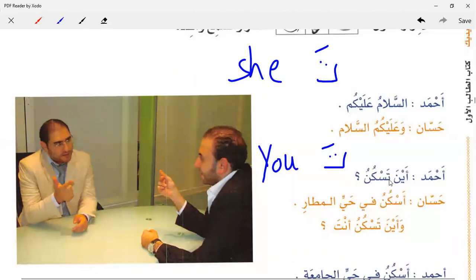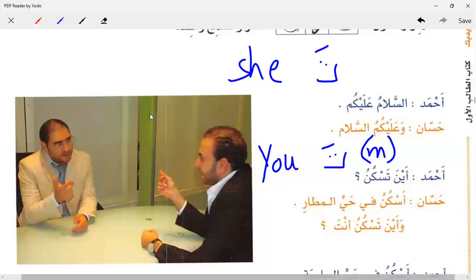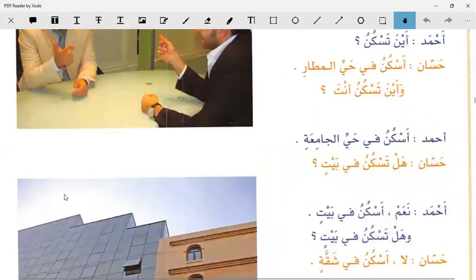So in this question, ta means you. Aina taskunu, where do you live? But this ta is for masculine words only. So whenever you want to ask a male, you can use ta, second person male, you. Aina taskunu, where do you live? Askunu fi hayyil matar, I live in airport neighborhood. Wa aina taskunu anta, and where do you live? Ahmad, askunu fi hayyil jamia, I live in university neighborhood.